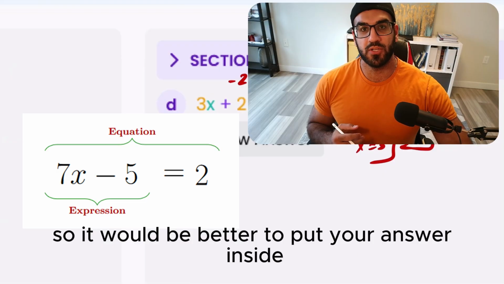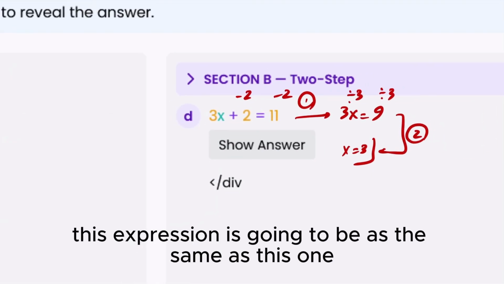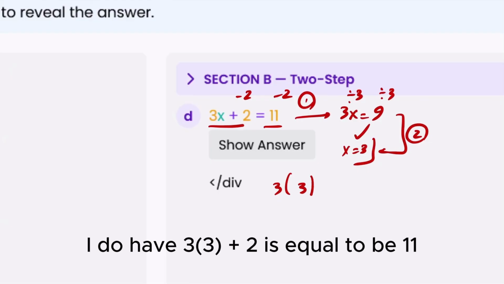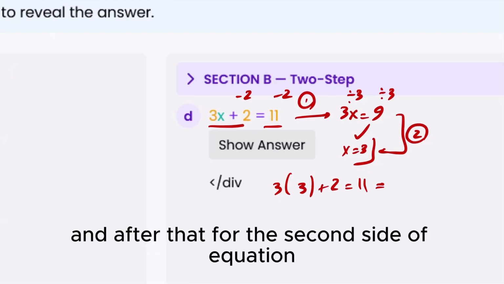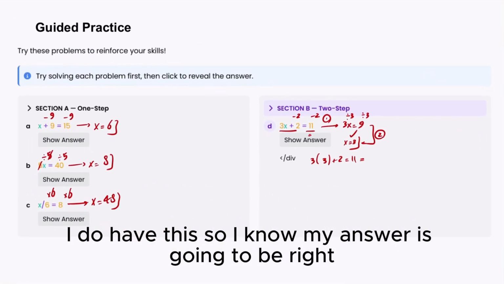So it would be better to put your answer inside your equation to make sure this expression is going to be the same as this one. So based on the answer, I do have 3 times 3 plus 2 is equal to 11. So this is the first side of the equation. And after that, for the second side of the equation, I do have this. So I know my answer is going to be right.